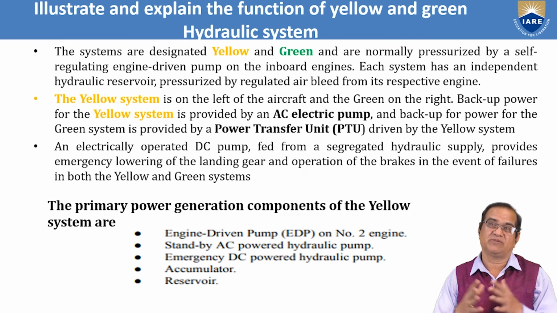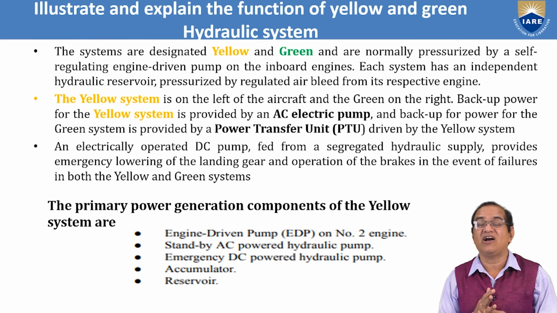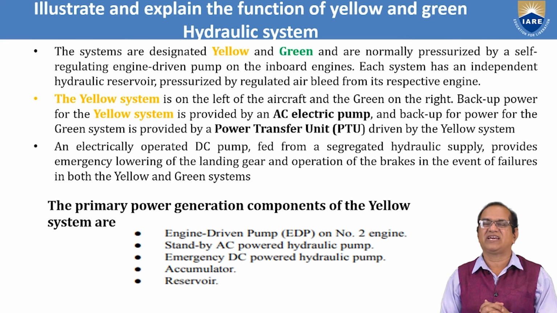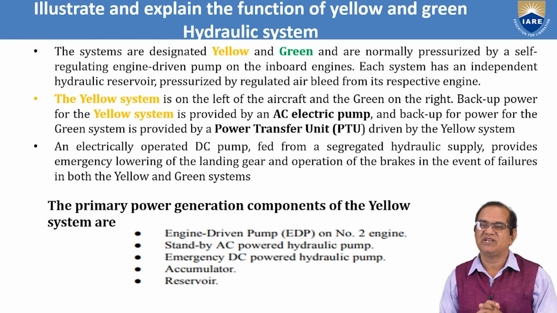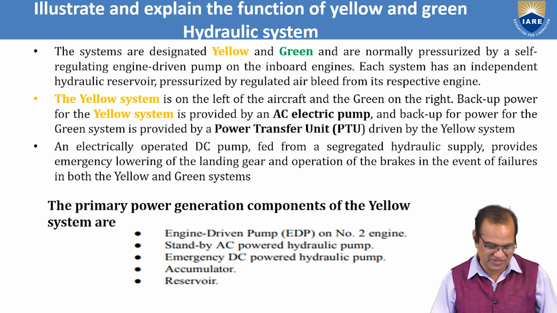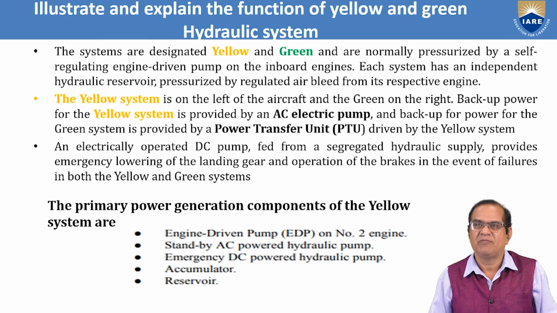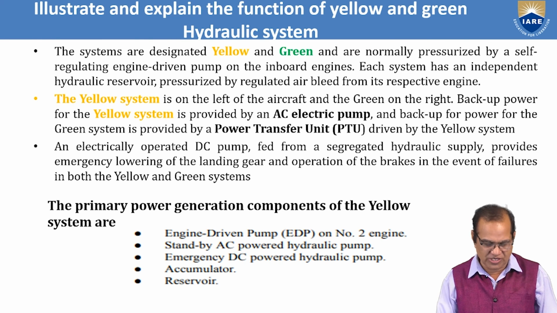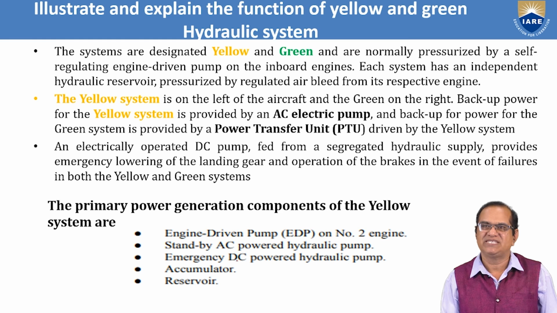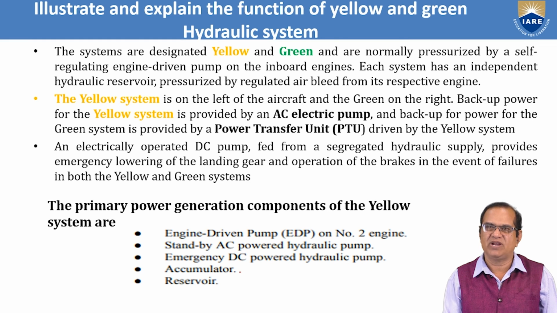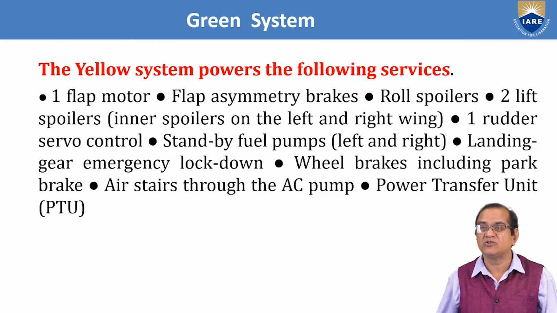So if both the yellow and green systems have failed, then an electrically operated DC pump fed from a segregated hydraulic supply provides emergency lowering of the landing gear and operation of the brakes. The primary power generation components of the yellow system are the engine driven pump on number 2 engine, standby aircraft powered hydraulic system, emergency DC powered hydraulic pump, accumulator and the reservoir. These are the emergency components for the yellow system.